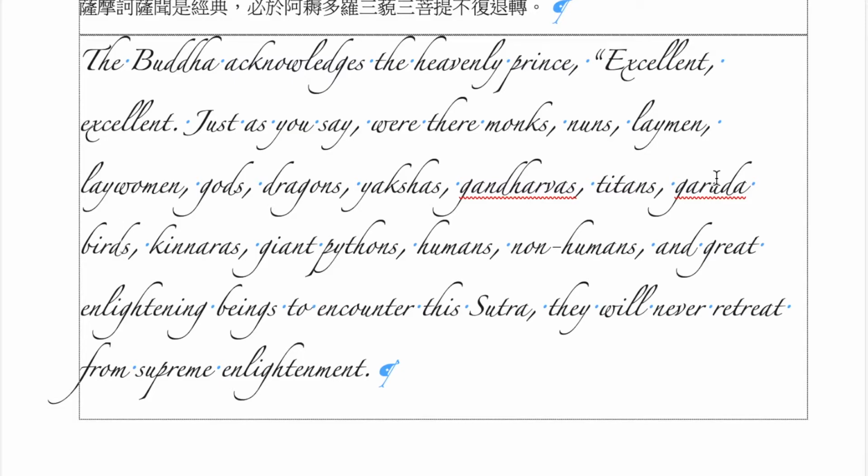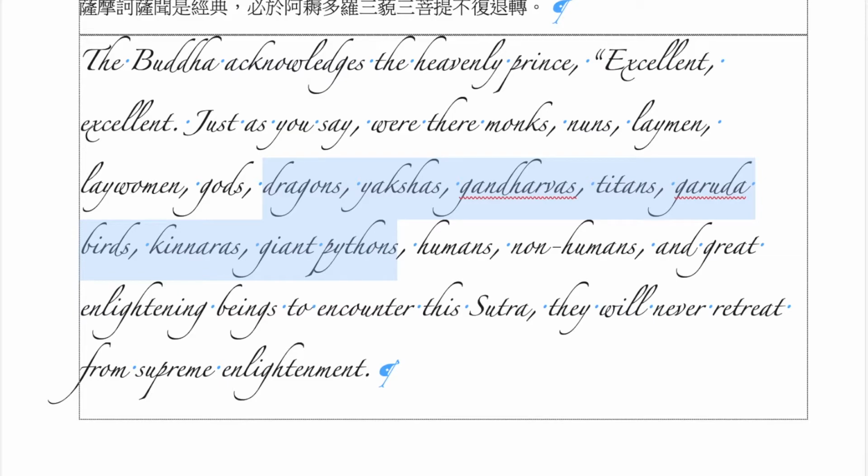Adding birds to Garuda. Garuda is known to be the golden-winged birds. Keeping the name Garuda, but adding birds to it, Garuda birds. I may do that with yakshas. Yakshas are a type of ghost, so maybe yaksha ghosts. With arhats, it's another debatable one where I either would just use arhats or arhat sages.